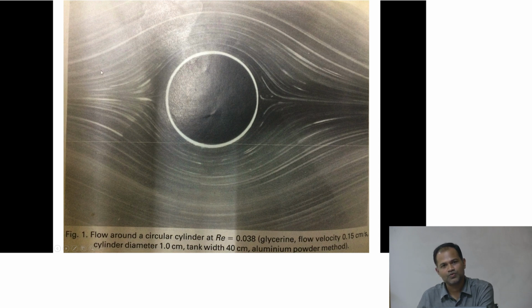Okay. So what would these lines be? Yeah, these lines are streamlines in this particular case. Okay. These are streamlines, and this is at a Reynolds number of 0.038. Okay, very small Reynolds number. This is how you would see flow past a cylinder.